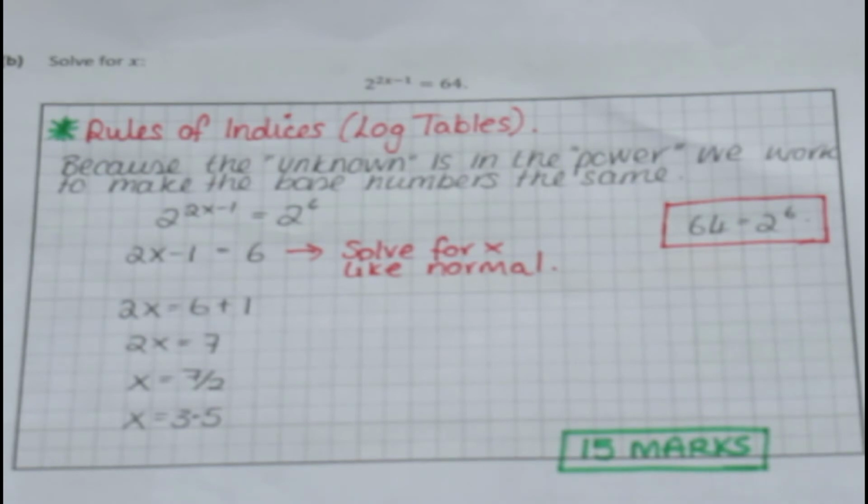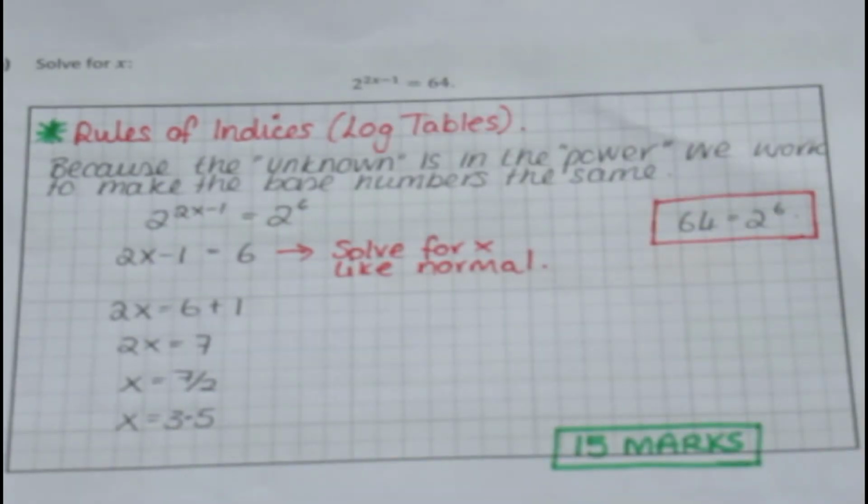Because the unknown is in the power, we work to make the base numbers the same. That x is trapped up there. So what we're going to do is we're going to say, right, can I take that 64 and can I make it fit the situation that I'm in? So can I deal with all indices now? Because that would make my life easier in terms of using my rules of indices. So we take 64 and we say, right, can I write 64 as 2 to the power of something? And yes, you can. 64 is the exact same as saying 2 to the power of 6.